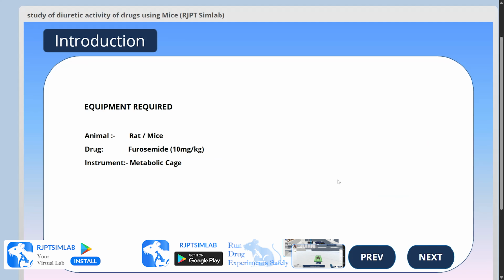Now let us see the equipment required for this experiment. At first, we need our animal, rat or mice. We can use any rat. Then the drug: we are using furosemide at 10 milligram per kilogram. We are using this diuretic drug. And then the instrument, we are using a metabolic cage.